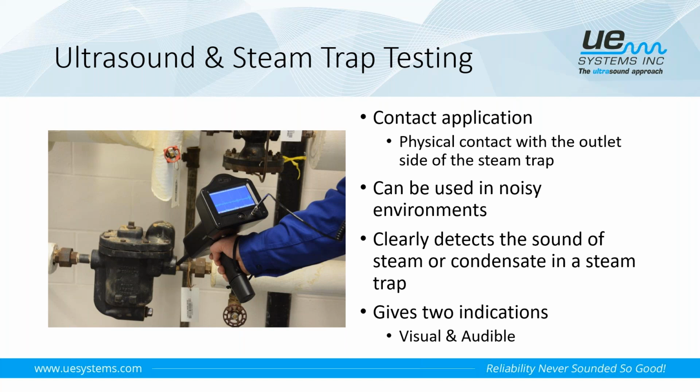So it will detect the sound of the steam or condensate inside the trap. And then, of course, as that trap operates normally, we'll be able to hear when it opens, when it shuts. Or, again, with float thermostatic traps, there's going to be more of a continuous flow type of sound. And then ultrasound gives us 2 indications. It gives us a visual on the display of the instrument of what that steam trap is doing. Plus, we have our headset, so we're wearing a headset while we're doing our inspection, so we can hear exactly what's taking place within that steam trap.